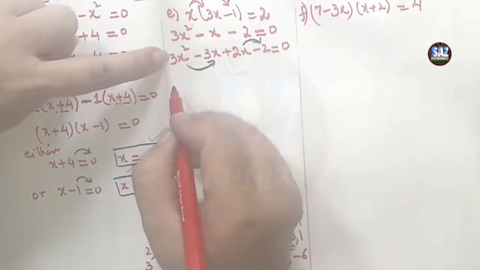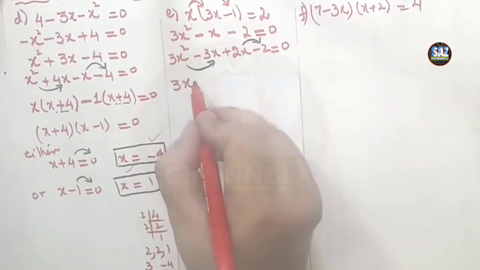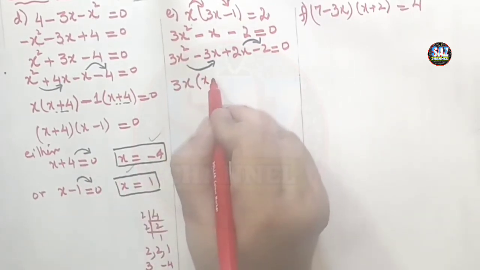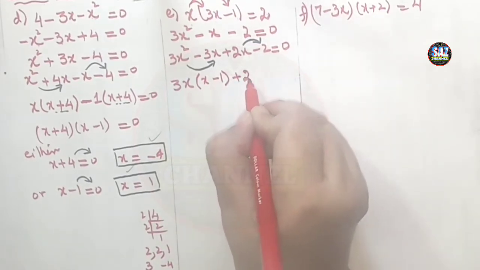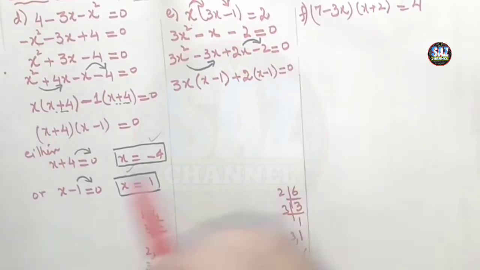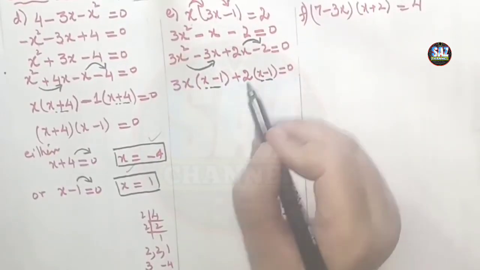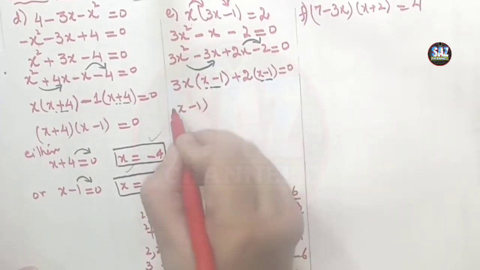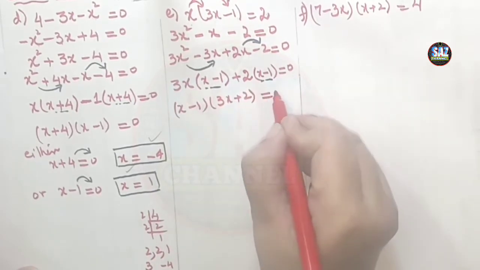If you look at the first group, 3x is common. When I take 3x out, inside the bracket from the first place, I will be left with x minus 1. And from the second group, I will have 2 as a common factor and x minus 1 equals to 0. Again, if you look at the question, this x minus 1 is the common group. Extract it out carefully, x minus 1 and 3x plus 2 equals to 0.